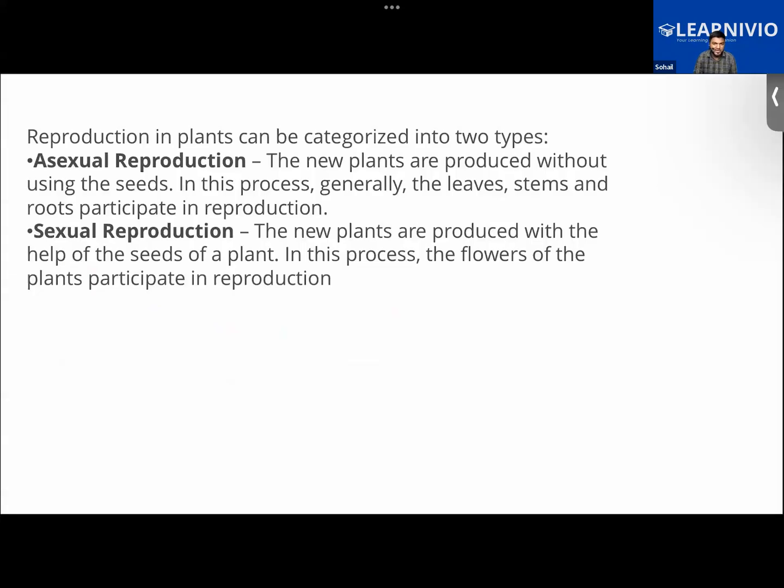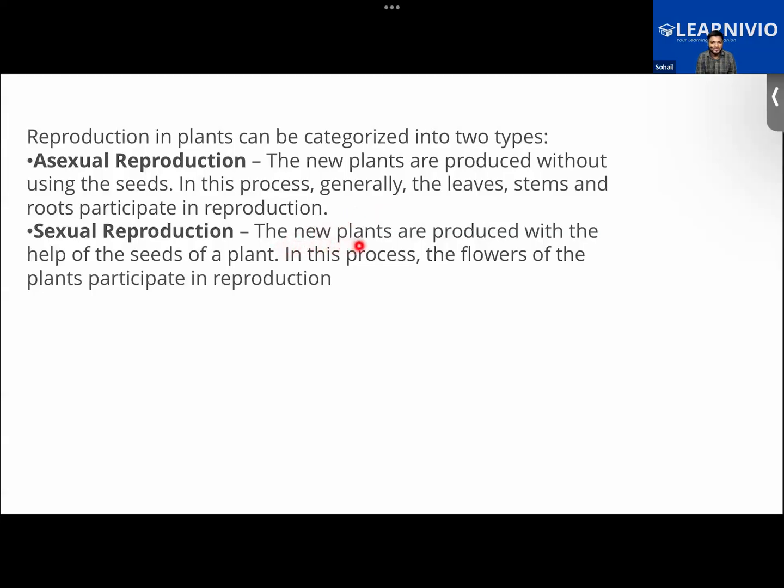Then the reproduction in plants can be categorized into two types. One is asexual reproduction, where new plants are produced without the use of seeds. In this process, the vegetative parts like leaves, stems, and roots participate in reproduction. Now, then sexual reproduction.